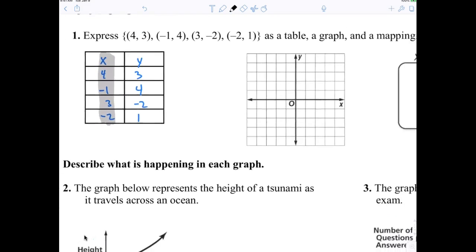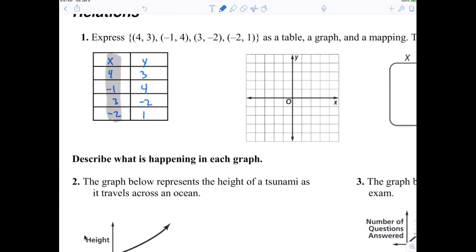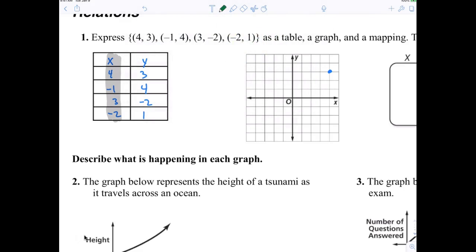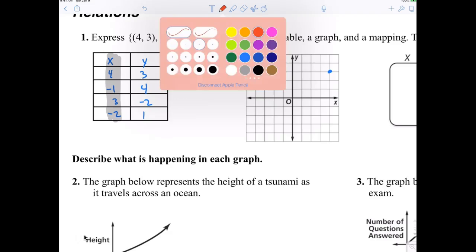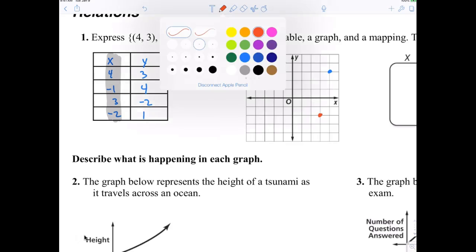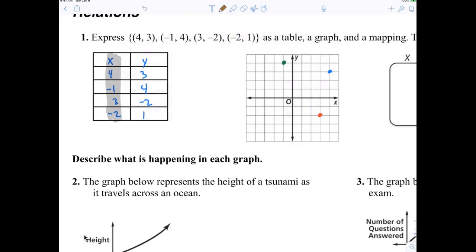Now we have to plot the points, which I thought everybody knew how to do, but I was mistaken. 1, 2, 3, 4, 1, 2, 3. So 4, 3 is right there. Let's do -1, 4. -1, 1, 2, 3, 4 is right there. Now everybody graph 3, -2. 1, 2, 3, 1, 2. And then -2, 1.